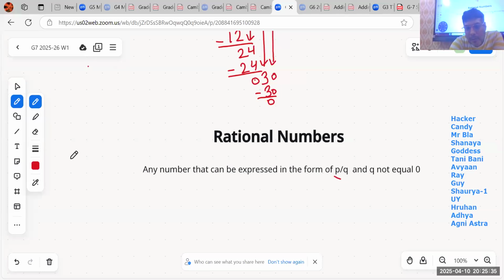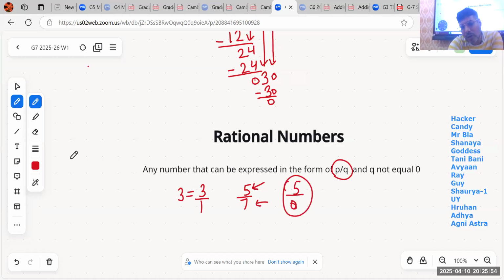P by Q means you can write it in fraction form. For example, 3: you can write 3 as 3 upon 1. 5 by 7 is already written in the form of P by Q, where this is P and this is Q. But 5 by 0 is not a rational number because it's not defined.